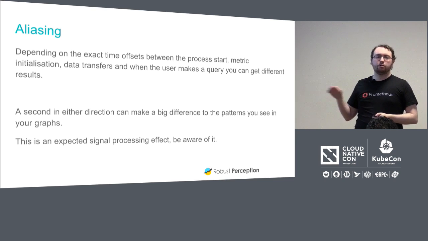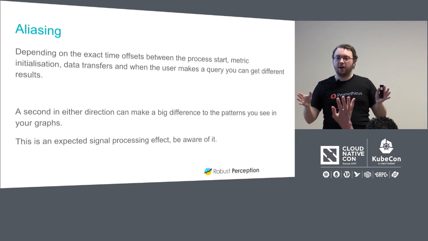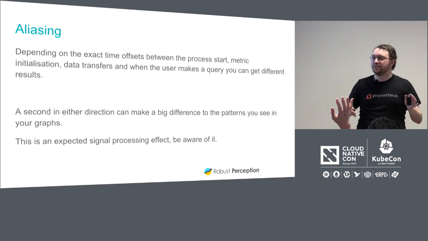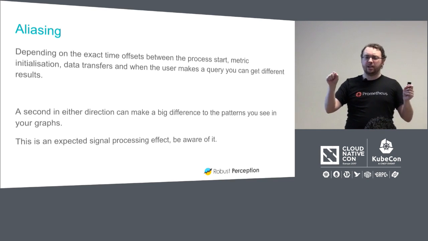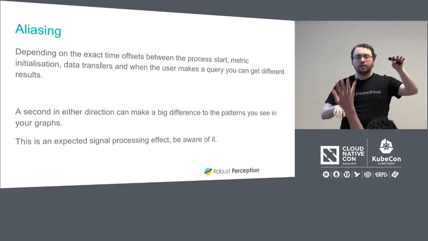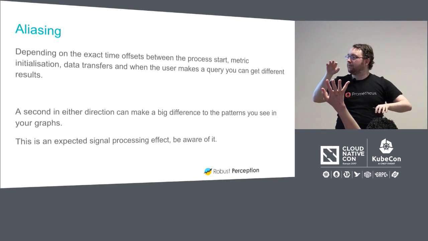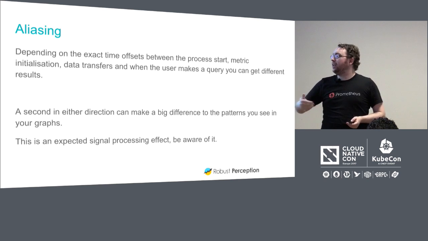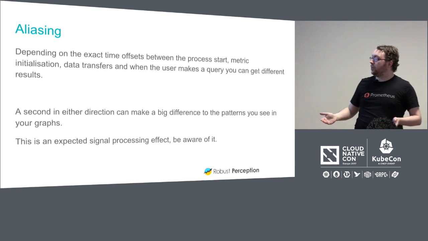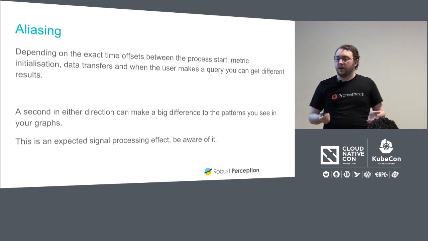So who here has used Grafana and had a graph, and hit refresh, and the shape of it completely changed? And then they refreshed and it changed again. That's all aliasing effects because basically you aren't scraping frequently enough to see the true nature of the graph. This happens all the time. And it's just a fact of life.